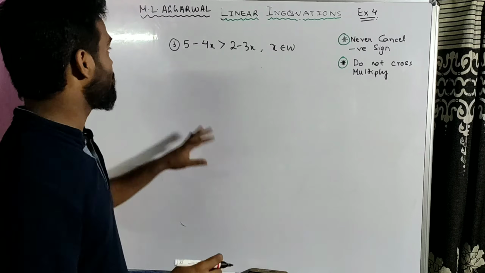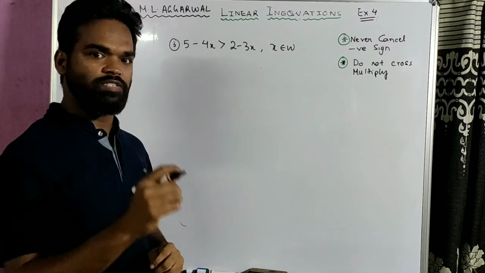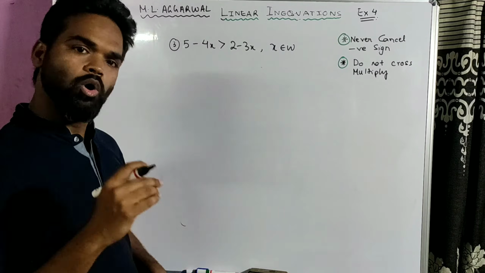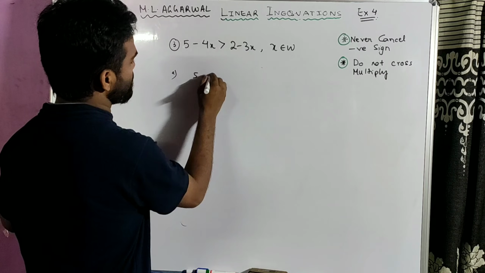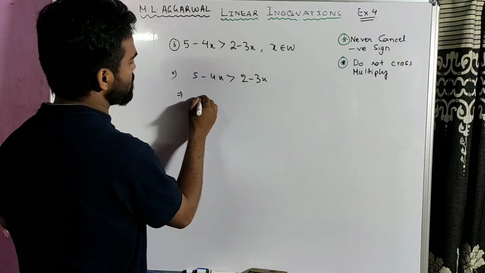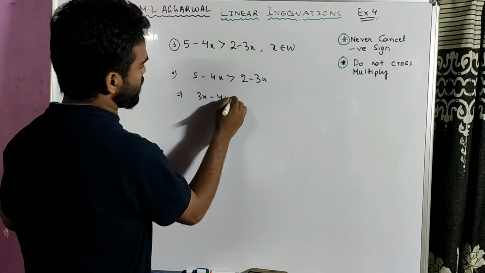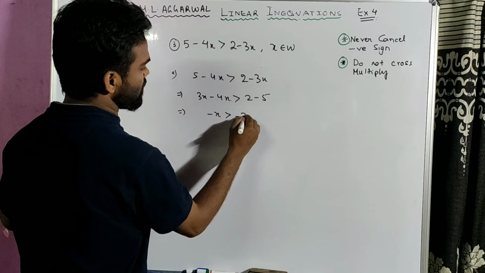Now let us look at sum number 3. 5 minus 4x greater than 2 minus 3x, and x belongs to whole number. Our replacement set is whole number. We'll solve this. See, 5 minus 4x, 2 minus 3x. So we can write 3x minus 4x greater than 2 minus 5, which is minus x greater than minus 3.